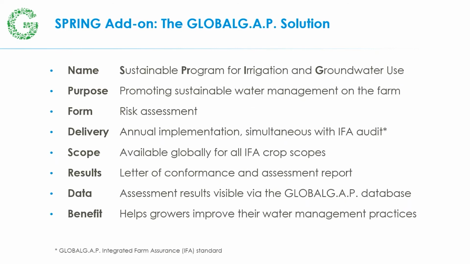Some explanation to give you a short overview of the program. The name of SPRING is Sustainable Program for Irrigation and Groundwater Use. It's not only focused on groundwater use, it's all the water use. The purpose of this add-on is promoting sustainable water management on the farm. The form is a risk assessment. The risk assessment is one of the most important tools that we have in SPRING, again, to be sure that we are adapting the requirement to the region and to the size of the producer.